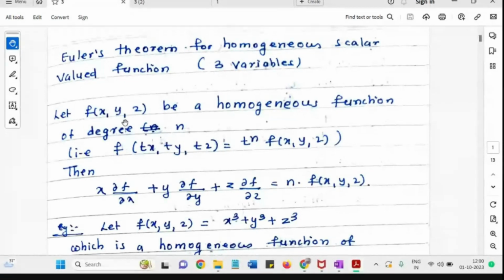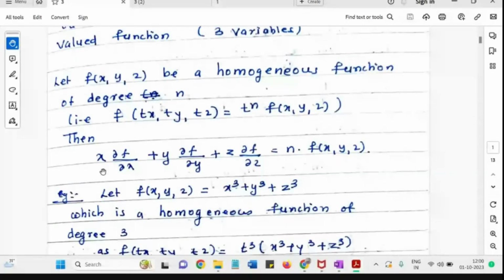So I have a function f(x, y, z), which is a homogeneous function of degree n. Now what is a homogeneous function? f(tx, ty, tz) will turn out to be t raised to n times f(x, y, z). The example I have kept down, we'll see after 2 minutes. So if the function is a homogeneous function of degree n, then x into dou f by dou x plus y into dou f by dou y plus z into dou f by dou z at any point (x, y, z) is n times f(x, y, z).